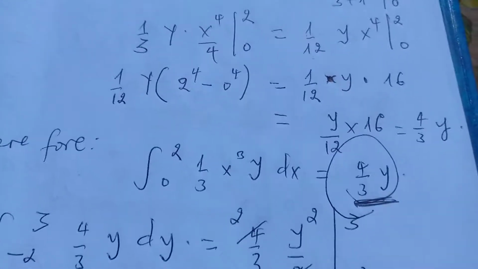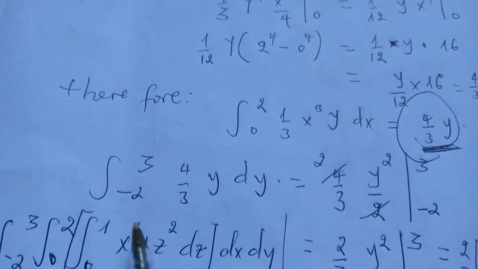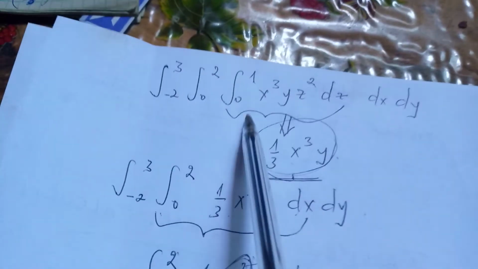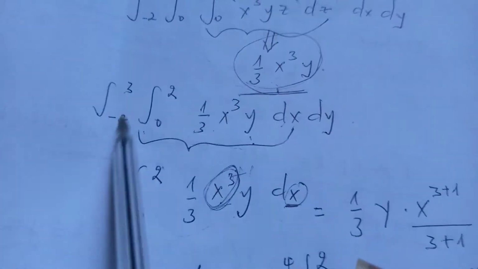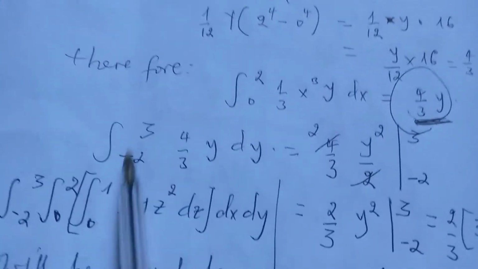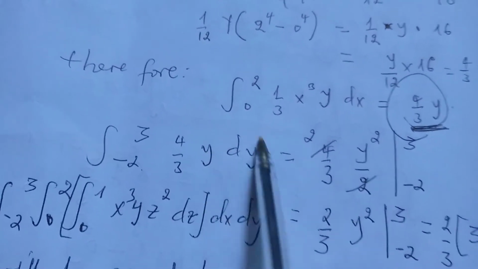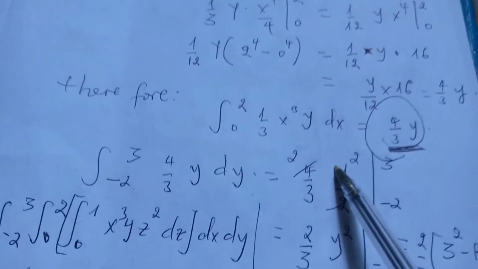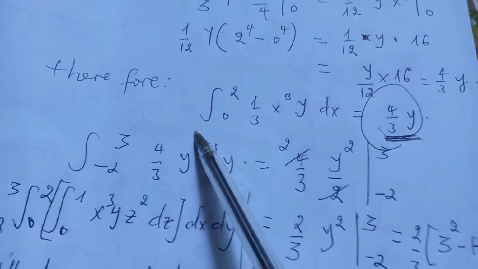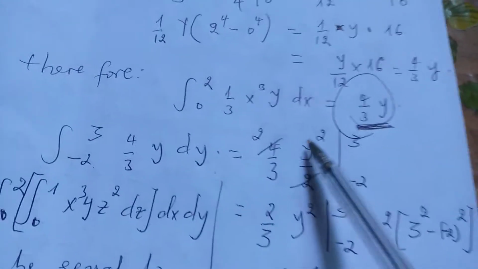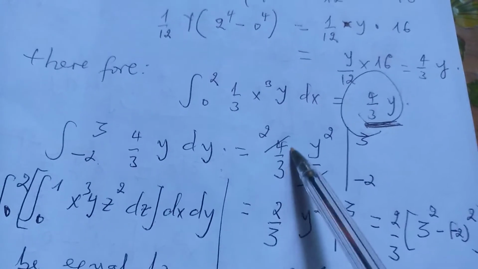After getting this solution, we replace it in the equation and integrate with respect to y from -2 to 3. So if you have the integral from -2 to 3 of 4 over 3 y dy, we integrate with respect to y, and the integral of y will be y squared over 2. That's why we write y squared over 2, times 4 over 3.